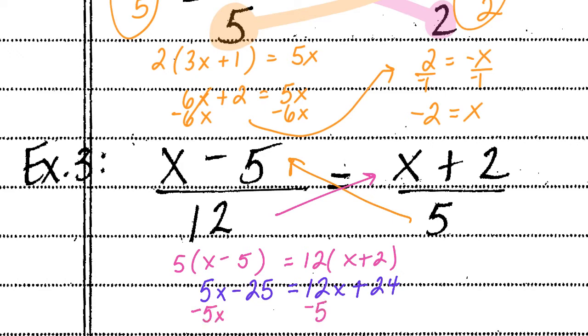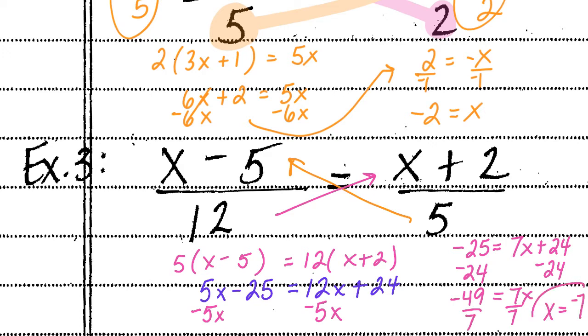When I subtract 5x, I get -25 is equal to 7x plus 24. And when I subtract 24, I get -49 is equal to 7x. And when I divide by 7, x is equal to -7. And don't forget to plug in that -7 for the x's and check. You always, always, always want to check your work.